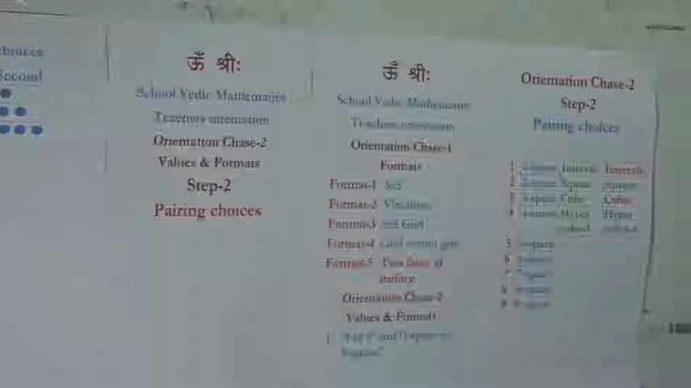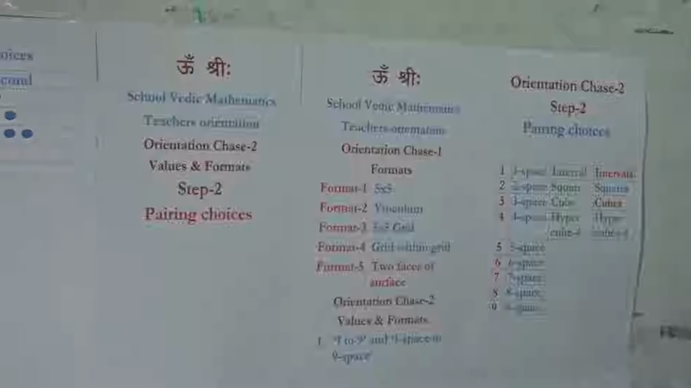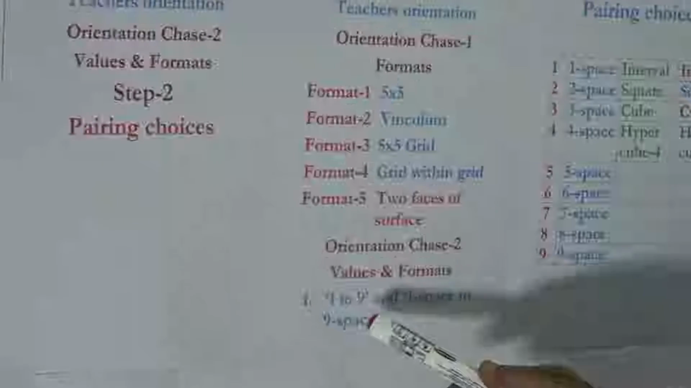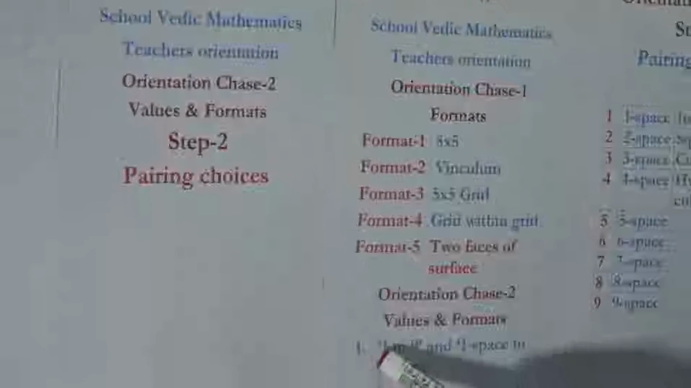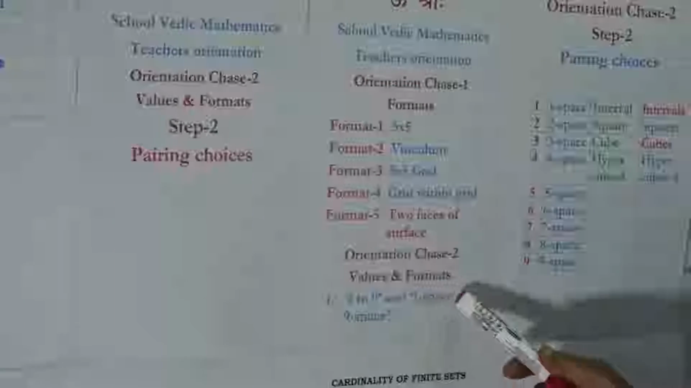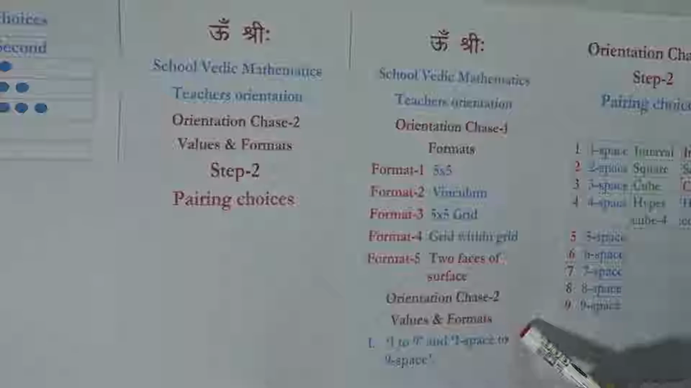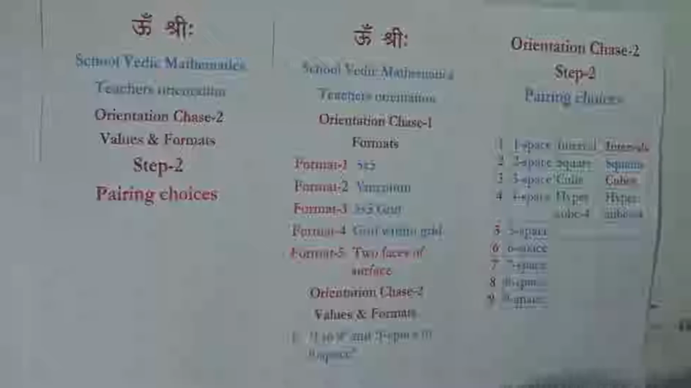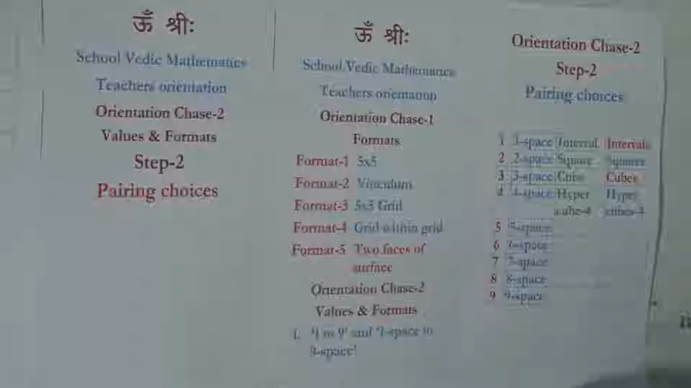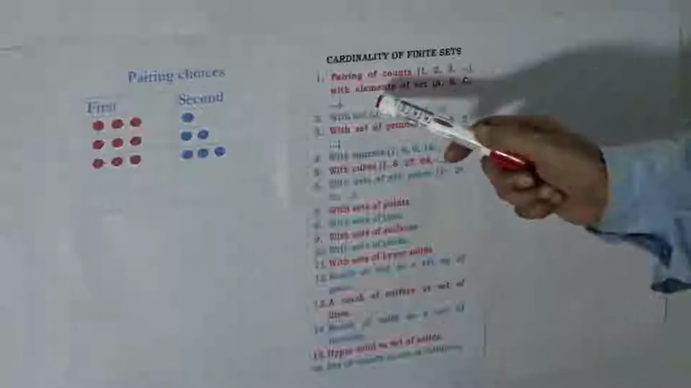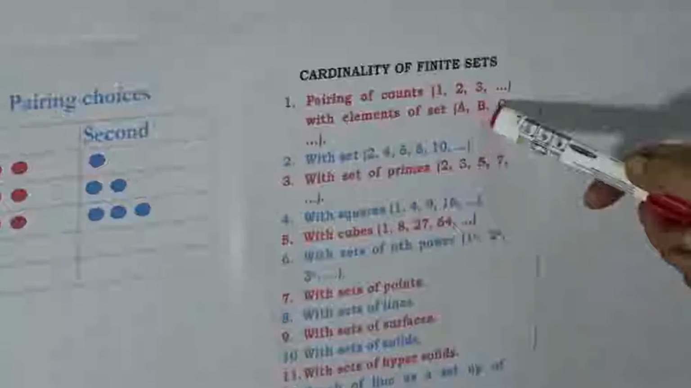We recapitulate that our step 1 has been of having parallel placements for values 1 to 9 and 1 space to 9 space. In this step, we had reached at cardinality of the finite sets. We had started with pairing of counts 1, 2, 3, etc. with elements of the set A, B, C.